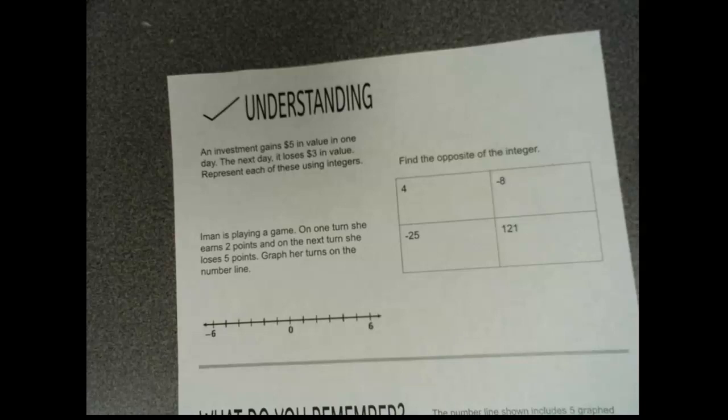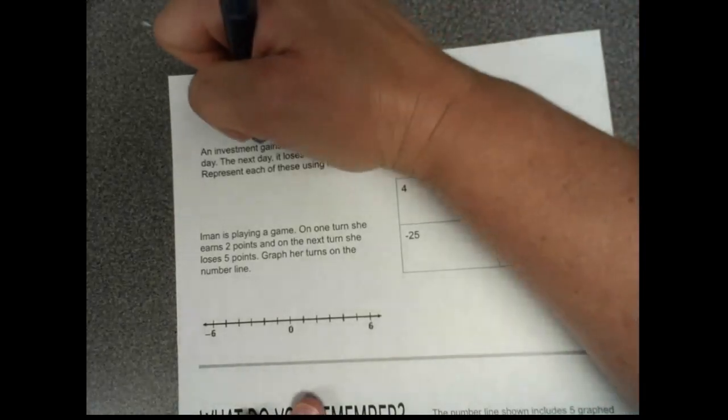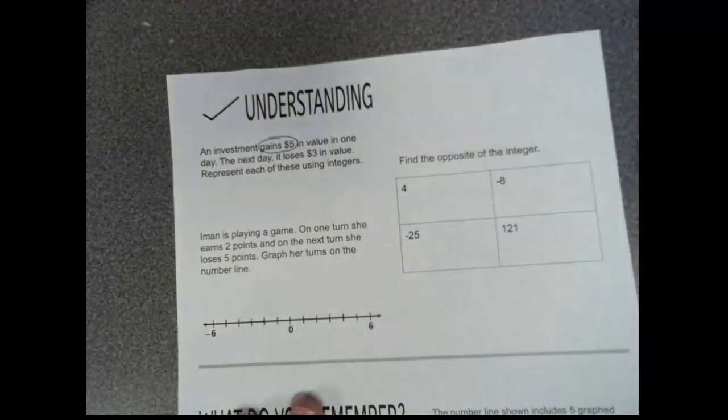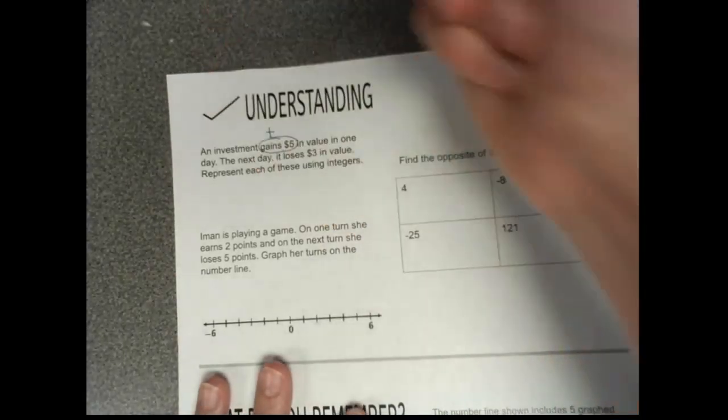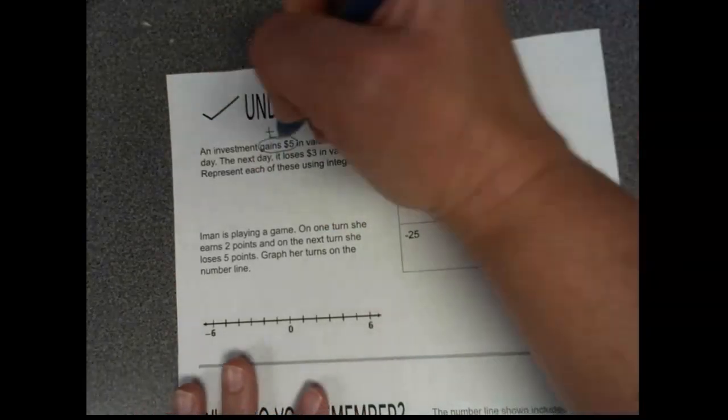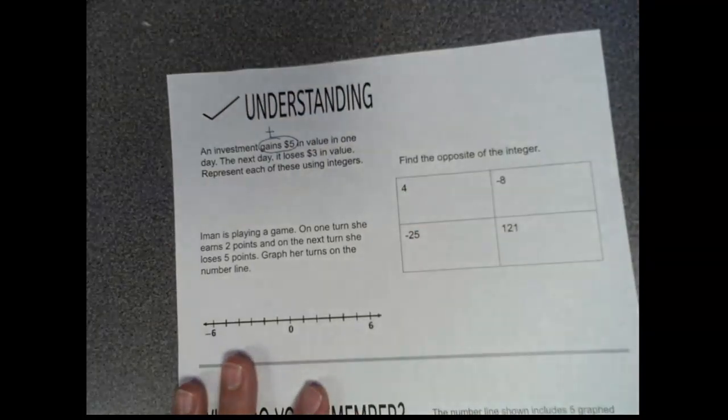An investment gains $5. So I'm going to circle that, highlight that, underline it, whatever you want to do to make that point out to you. Gain. That means it's positive because I'm gaining something. So I'm going to put a plus sign by that. The next day, it loses $3.